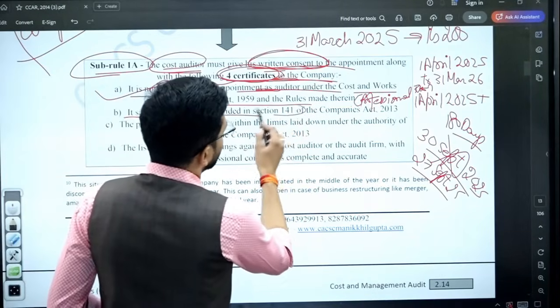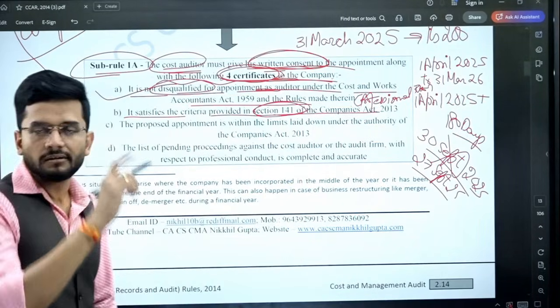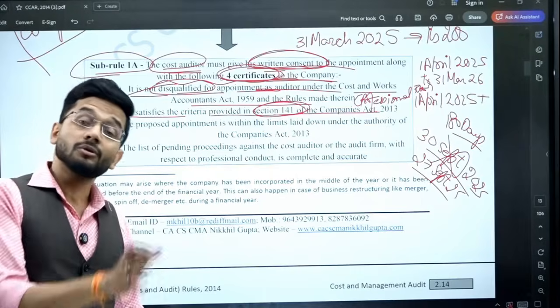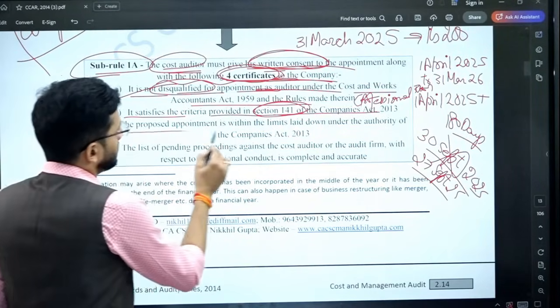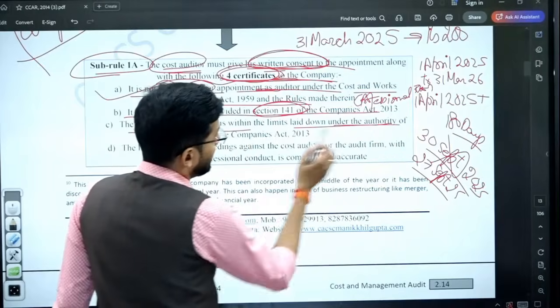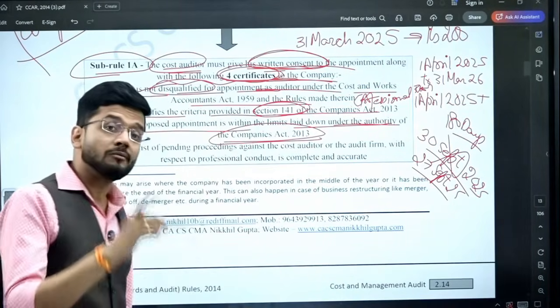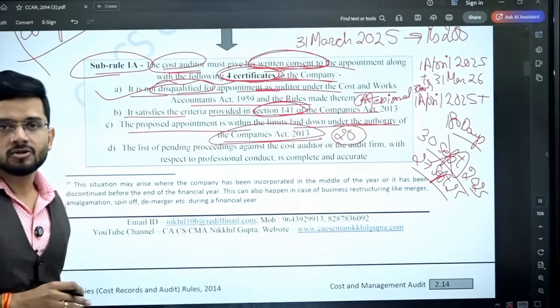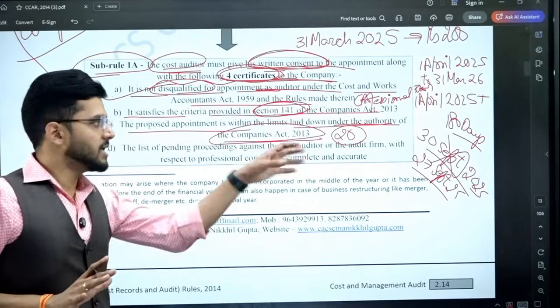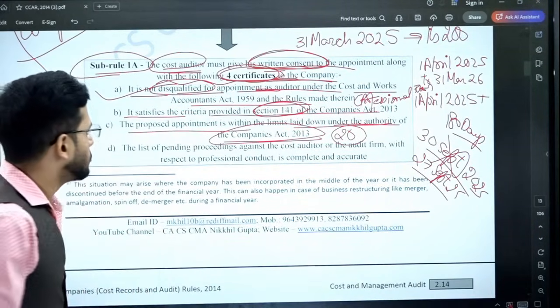It satisfies the criteria provided under Section 141 of the Companies Act. So whatever other disqualifications and qualifications there are according to the Companies Act, he is satisfying all of them. The proposed appointment is within the limit laid down by the Companies Act. Remember, there's a limit given in the Companies Act, which is a limit of 20. So his cost audit appointments should not be above 20, and he has to verify and give a statement of that also.